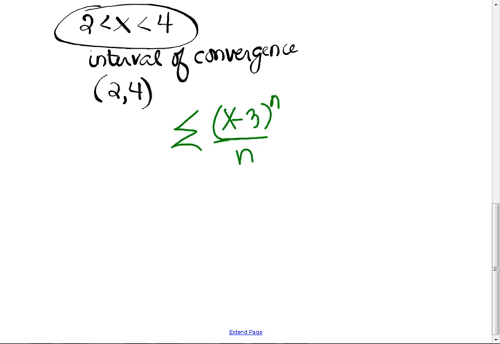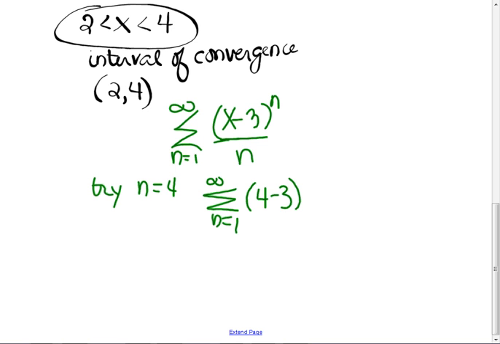That's what I do, memorizing. Okay, so let's try n equal to 4. Then this looks like this: the sum from n equals 1 to infinity of (4 minus 3) to the n over n. Anybody recognize that one?